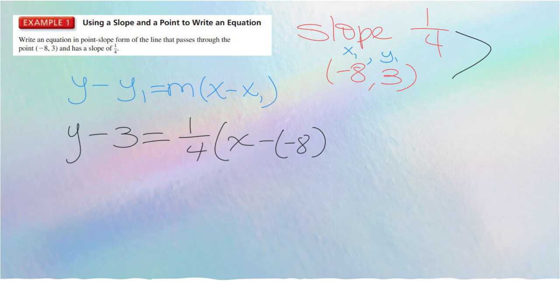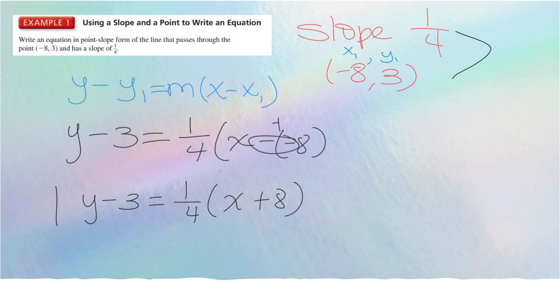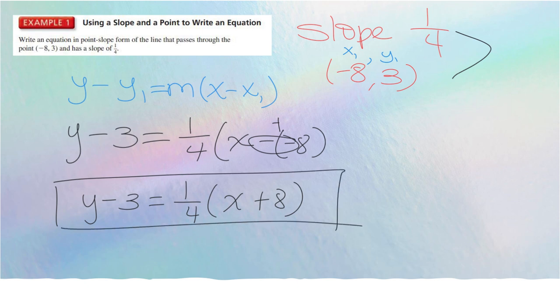Can we rewrite this? Our answer is going to be y minus 3 equals 1/4 x plus 8, correct? Because this cancels out. And this right here is our slope, our point slope form. That's the answer. Who's confused?